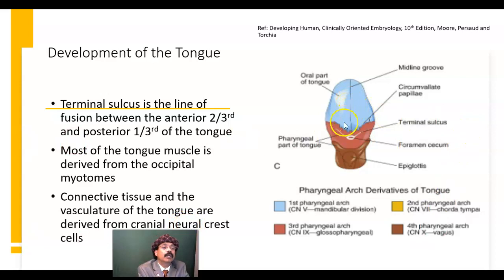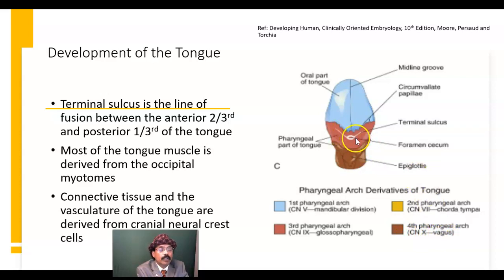So this is our tongue. The anterior two-thirds is derived from the lateral lingual swellings, which are first pharyngeal arch derivatives. The nerve supply is the mandibular division of the trigeminal nerve, the lingual nerve. The posterior one-third of the tongue is mostly contributed by the hypopharyngeal eminence. That is a part of the third and fourth arch. Third arch nerve supply: glossopharyngeal nerve. The extreme posterior part close to the epiglottis is getting innervation from the superior laryngeal branch of the vagus nerve.